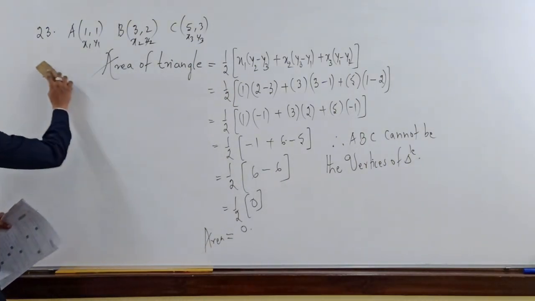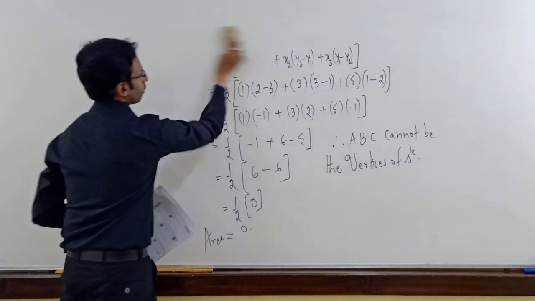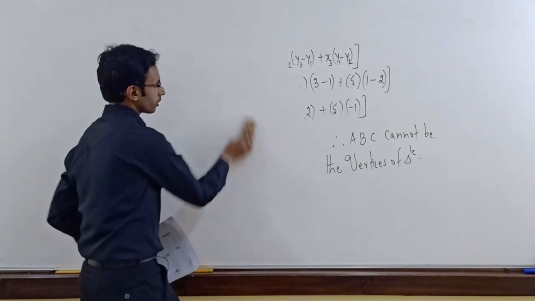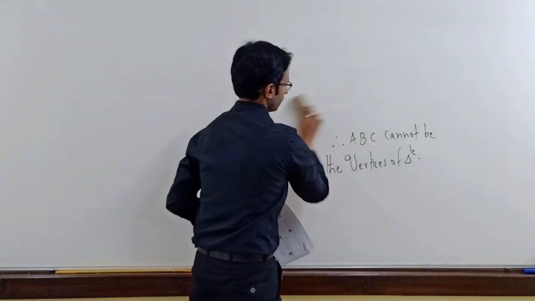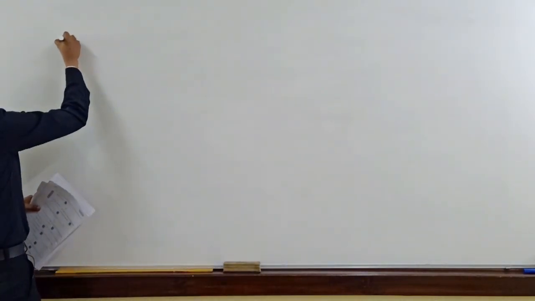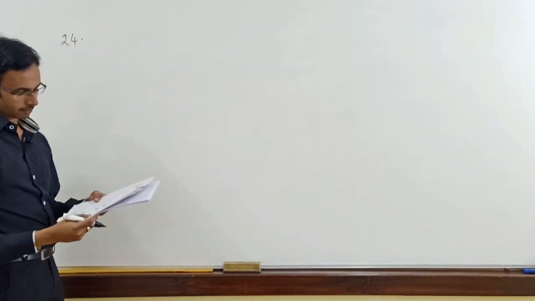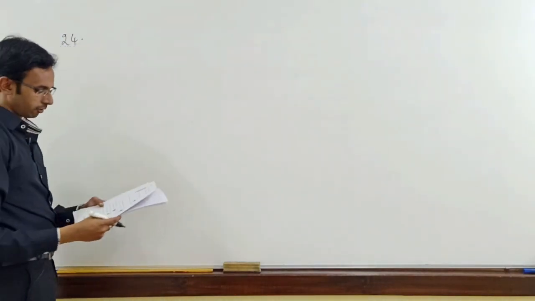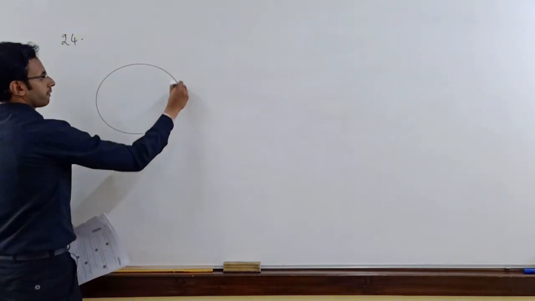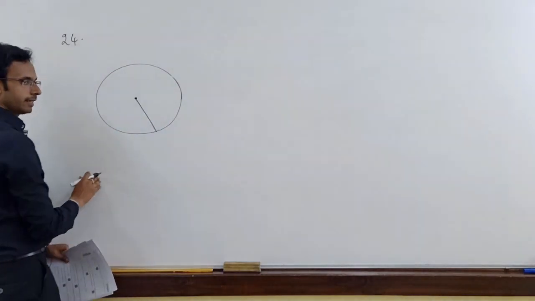Moving on to the 24th, your all-time favorite construction. It carries 2 marks again, and quite an easy one they have given. As we have already told you, one among the 2 constructions will come for 2 marks. So they have given question number 24. What they are saying here is: draw a pair of tangents to a circle of radius 3 cm which are inclined to each other at an angle of 60 degrees. You all know that first we have to draw a circle of radius 3 cm, and then from the center you have to draw a radius.